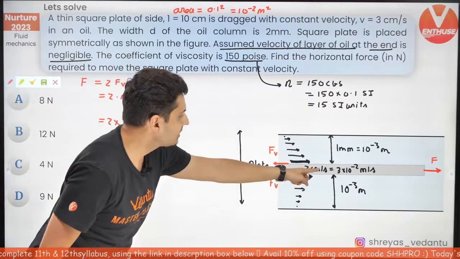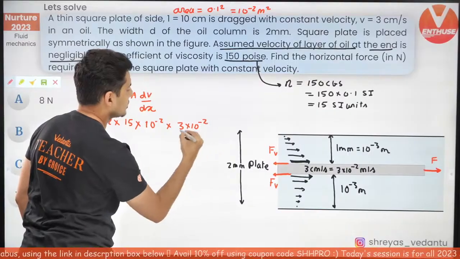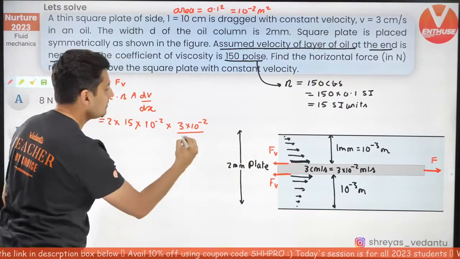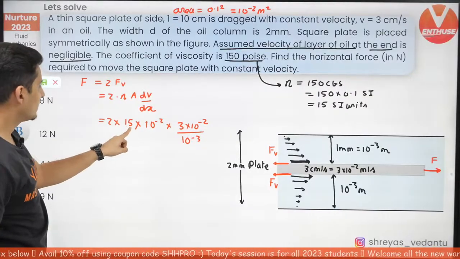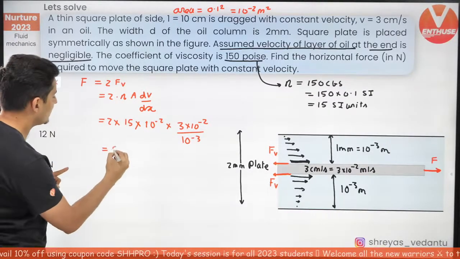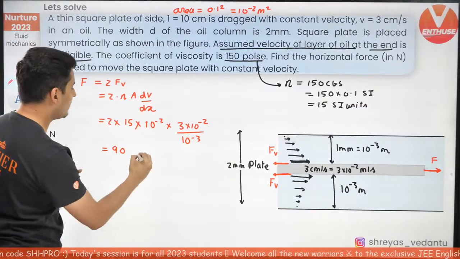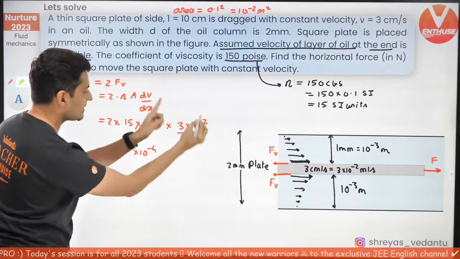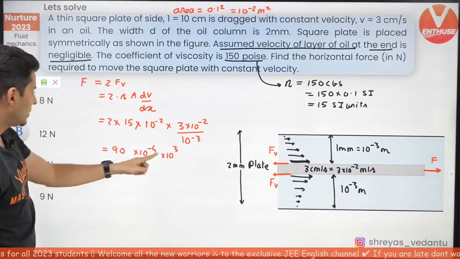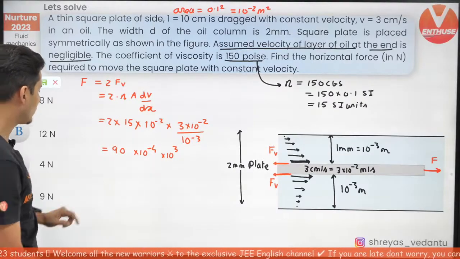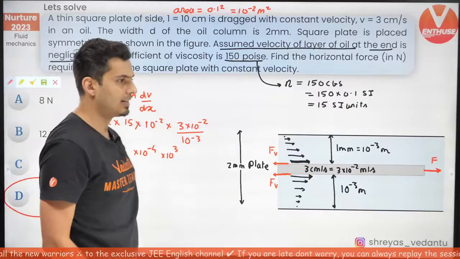dV will be this minus this, so 3 into 10 to the power minus 2 divided by distance, which is 10 to the power minus 3. 15 2s are 30, 30 into 3, 90. So I just got 90 over here. 10 to the power minus 2, 10 to the power minus 2, 10 to the power minus 4. This 10 to the power minus 3 goes on the top, it will become 10 to the power 3. So 10 to the power 3 into 10, 10 to the power 4. So I think it should get 9. Yes, so 9 Newton, that means option D is the correct answer.